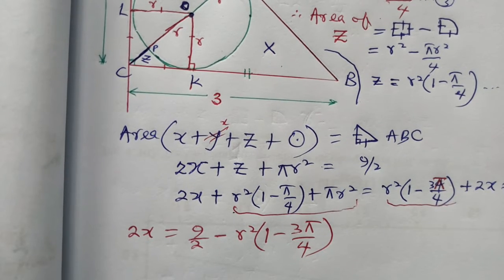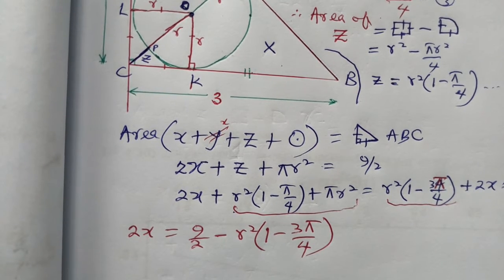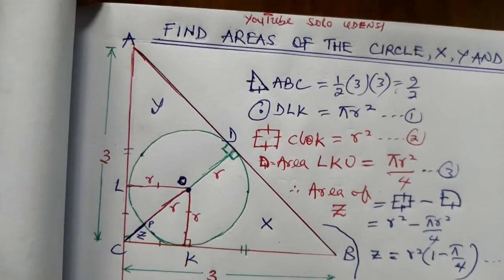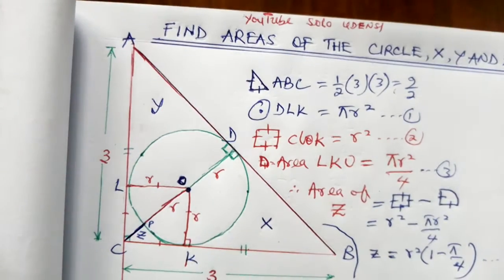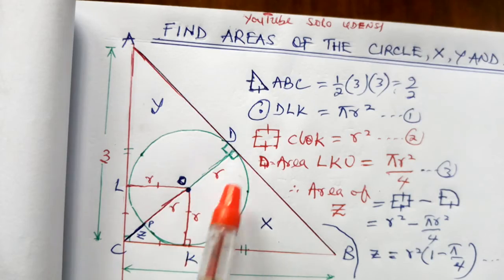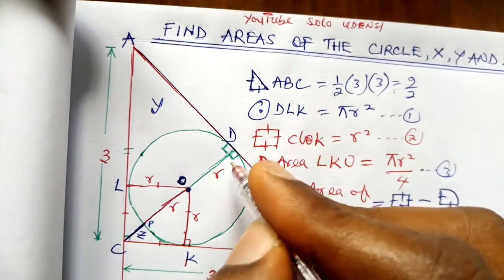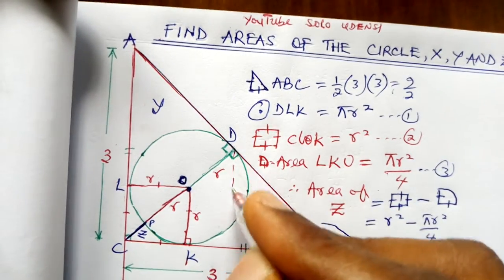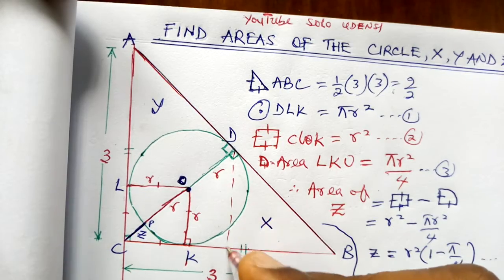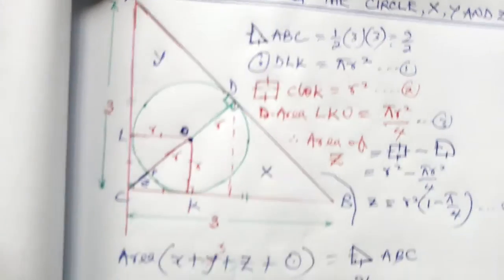So we can easily find what x will be. X will be half of it. But the next thing we will have to do is to find this length. If we find this length, we know that this length will be equal to this length, especially when the angle is divided into 2. It will divide this into 2.